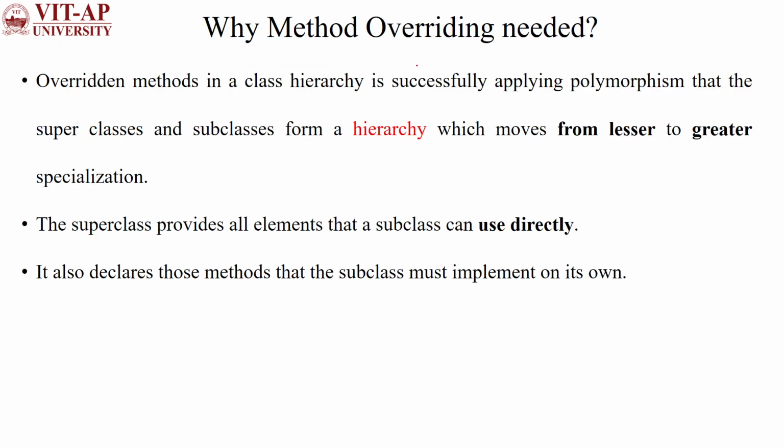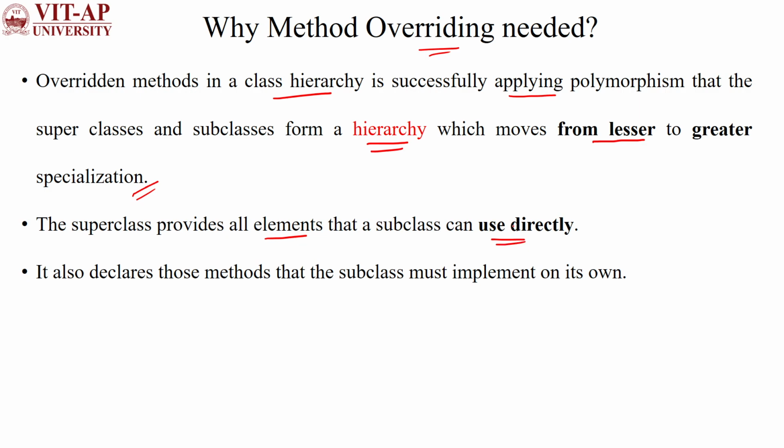Why do we need method overriding? Overridden methods in a class hierarchy successfully apply polymorphism, as the superclass and subclasses form a hierarchy. That means which one will be called first and which one second, moving from lesser to greater specialization. That means the subclass is taking charge, and the superclass method is hiding behind the subclass method. The superclass provides all the elements that the subclass can use directly, right?